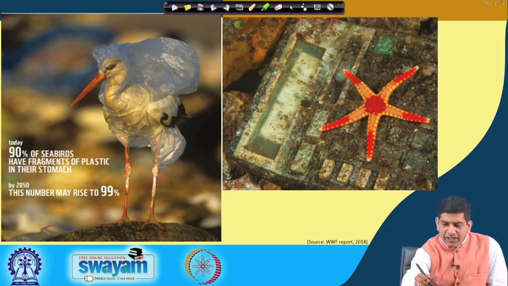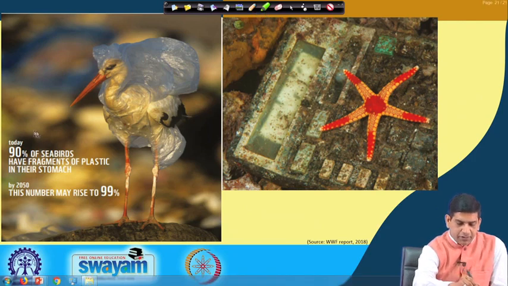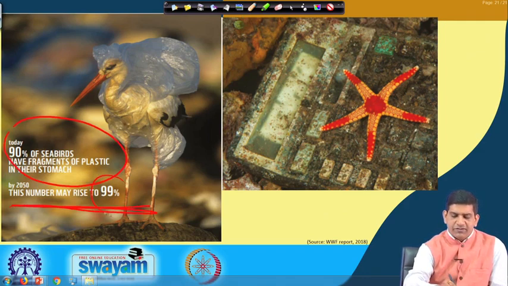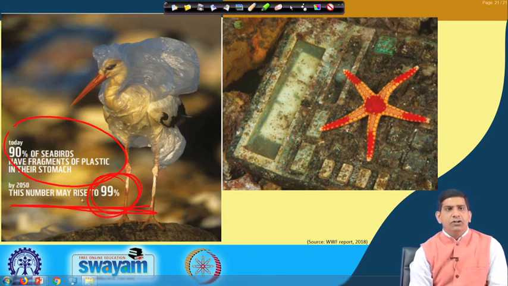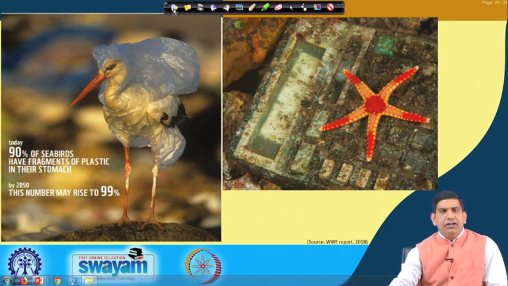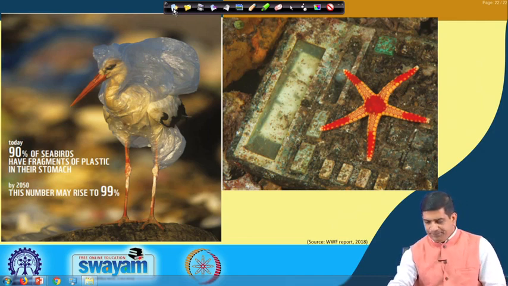And by 2050, as of 2018 data, which is last year's data, this number may rise to 99%. So that would be a huge number. 99% of the seabirds will have plastic in their stomach. So think about that, almost 100% of seabirds will have plastic in their stomach.